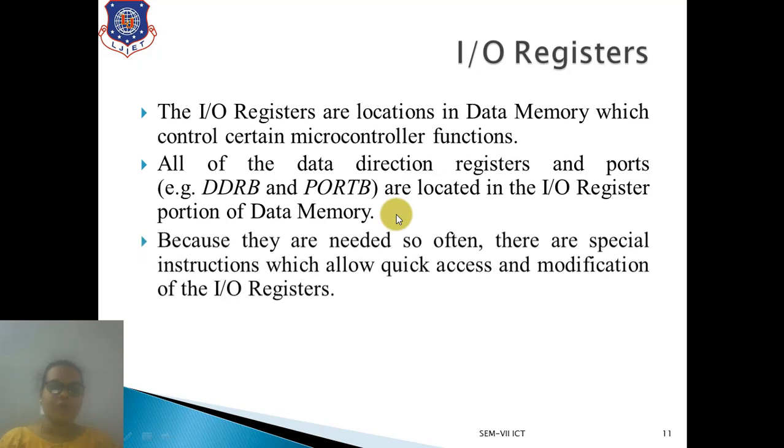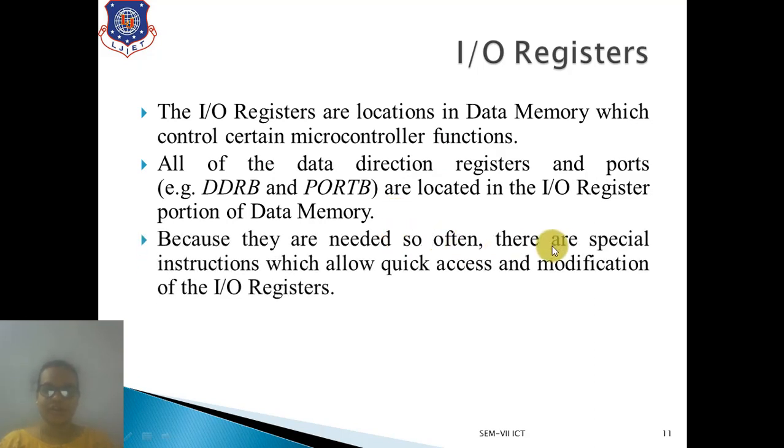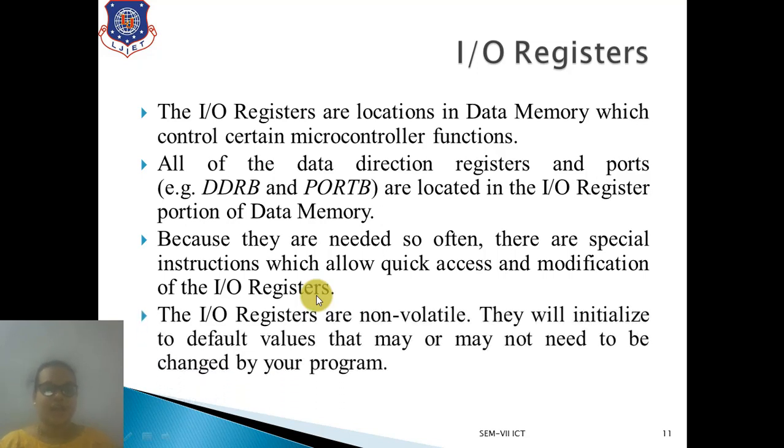Now, because they are needed so often, there are special instructions which allow quick access and modification of these IO registers. So whenever it is used as an IO register, it will have special instructions for access as well as modification. The IO registers are also non-volatile, like flash memory. They will initialize to default values that may or may not need to be changed by your program.